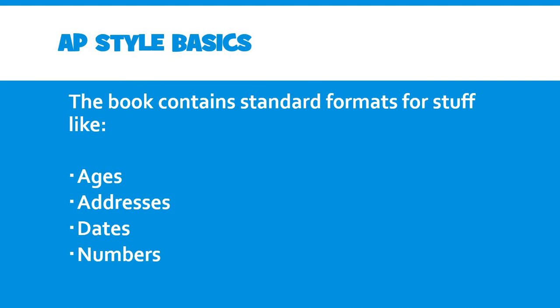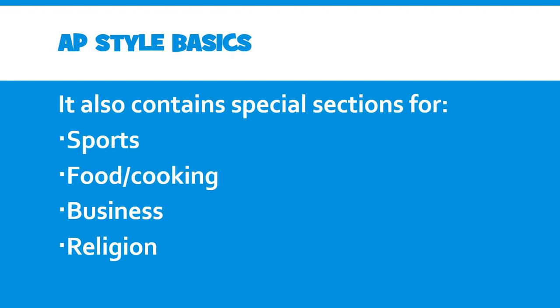And the book contains standard formats for stuff like ages, addresses, dates, numbers, stuff where lots of people can get in the habit of writing them in different ways. What this does is standardizes it. A reporter in Tajikistan will write ages and addresses and dates and numbers the exact same way as a reporter in Atlanta. There's also special sections in the book, for example, if you are really into sports or writing about food and cooking or business. These special sections are dedicated simply to terminology and to word formatting involving those special topics.